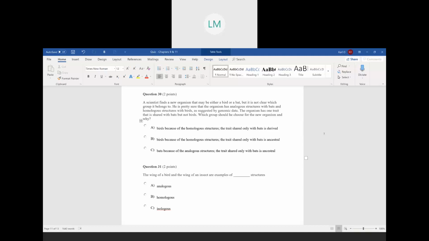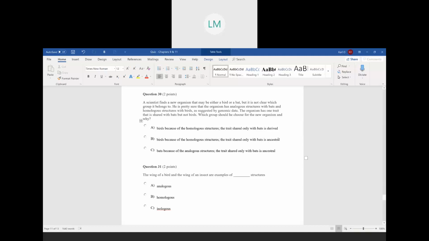So homologous structures are structures that have one evolutionary origin, but they may have diversified, while having the same basic structure. And then analogous structures have separate evolutionary events that have converged on similar structures. So this is the result of convergent evolution. If we're thinking about how to classify this, we want to classify it with the homologous structures, talking about the same evolutionary event. So we're going to want to classify it with birds because of the homologous structures. That narrows us down to A and B. The trait only shared with bats is derived, or the trait only with bats is ancestral. So the trait only shared with bats is derived. That's something that happened. Maybe there was some sort of evolutionary pressure that caused this type of organism to develop a trait that bats have also. Maybe bats are under the same evolutionary pressure.